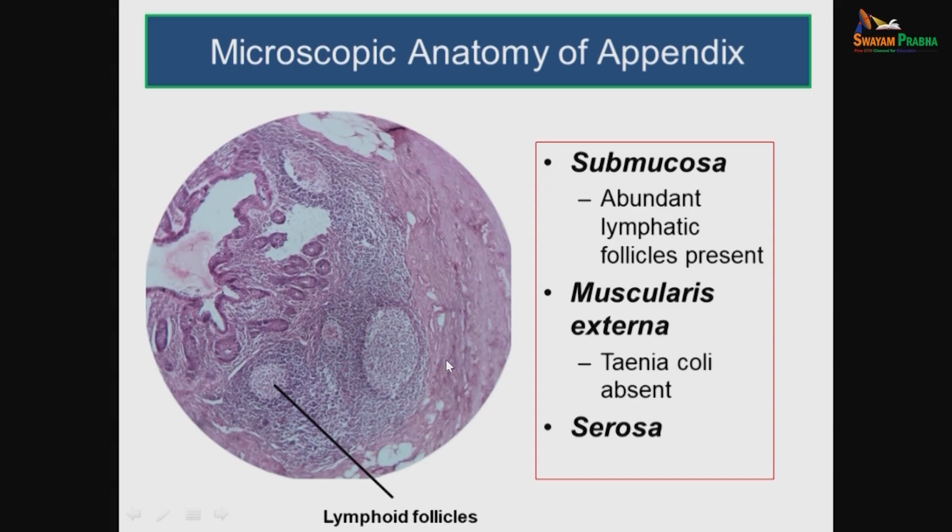But here in the section, you can see the uniform muscular layer of circular smooth muscle and longitudinal smooth muscle. Outer to the smooth muscle is the serosal layer. Again, it is suspended by a mesoappendix, so it's called serosa. It is a peritoneal covering.